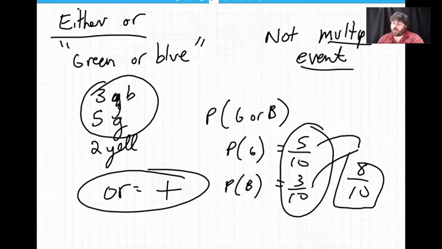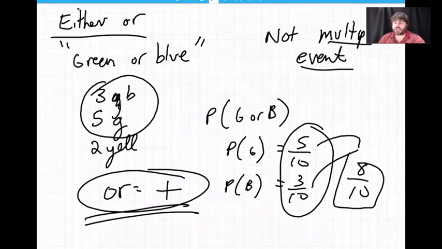Also, or will happen when the 2 things cannot happen at the same time. Like you can't pick a green or a blue at the same time. If you draw one, it's either green or blue. So if they can't happen at the same time, that reminds you to add. If they could happen at the same time, like what's the probability of picking 2 blues? That happens at the same time. That's another reason when you multiply.